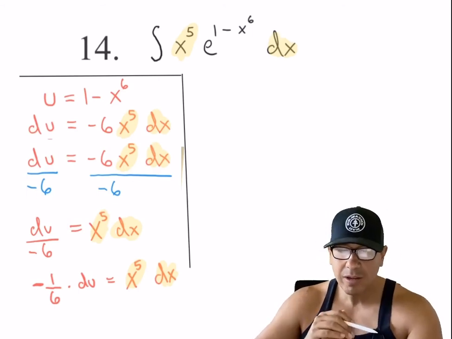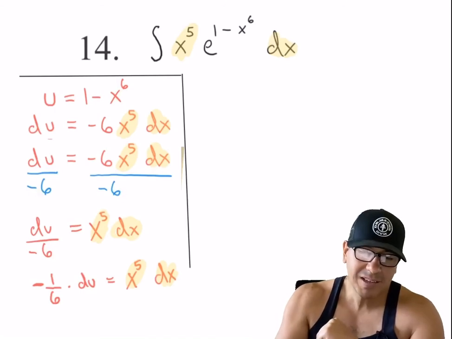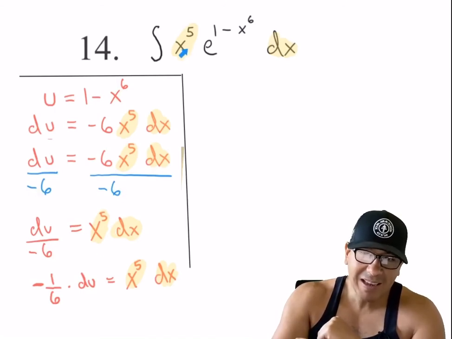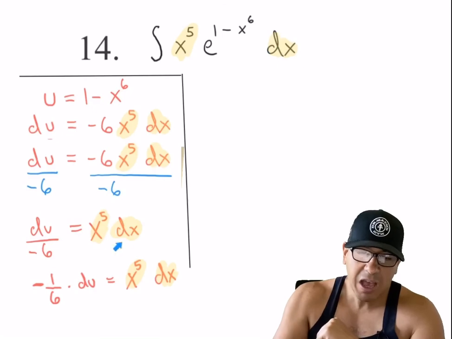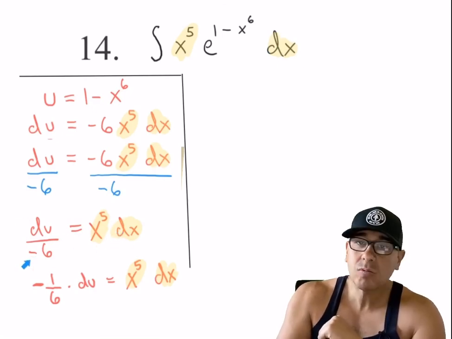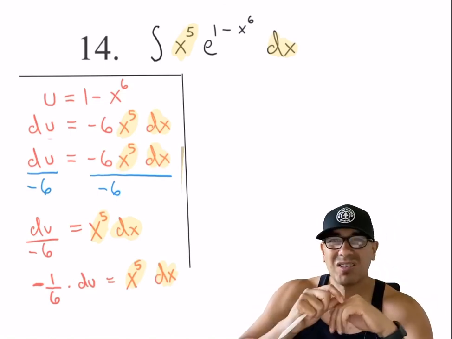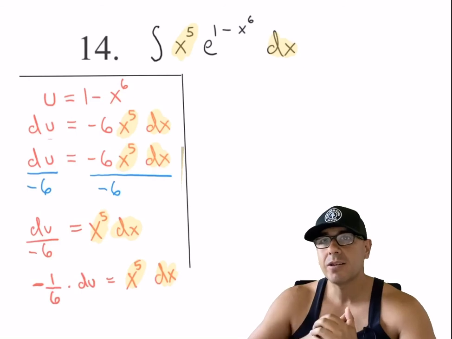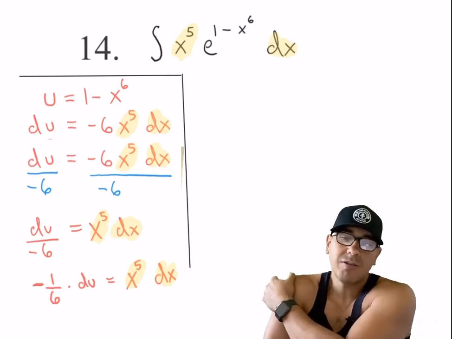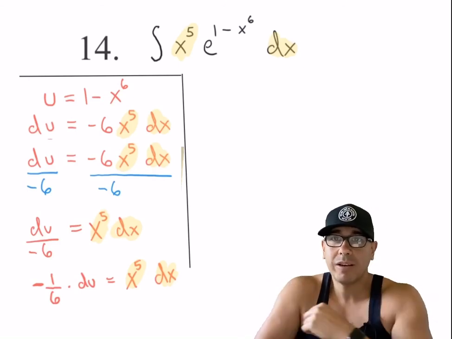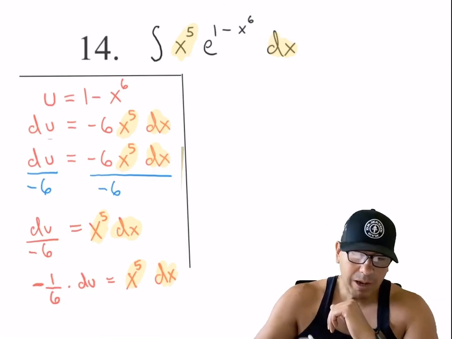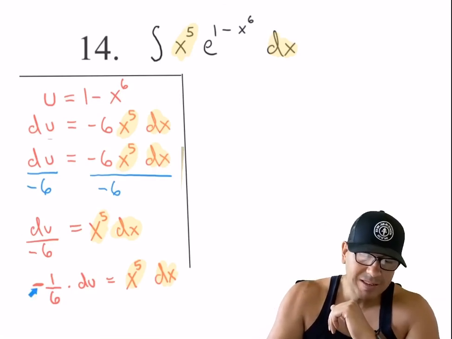Now note, after I divide both sides by -6, now I have the x to the 5th and the dx by itself, right? And what does it equal? It equals this right here. And what I did here is I just separated it so it's easier to look at and easier to use as we move forward. All right, so I broke it apart. This is the same thing as -1/6 times du.